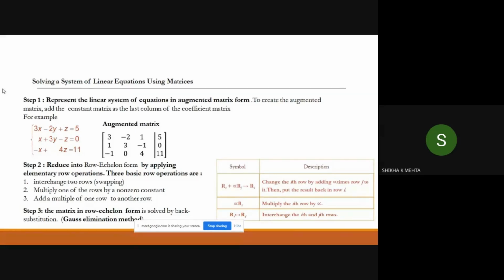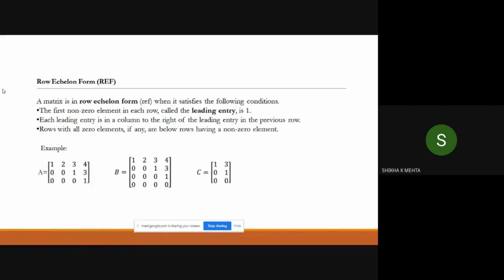Now we have to understand what row echelon form is. We say a matrix is in the row echelon form when it satisfies the following three conditions. The first non-zero element in each row, see the element 1 1, row 1, column 1, should be the leading entry, that is 1. So here in matrices A, B, and C, the first entry is 1 in each. That means cell 1 1, row 1, column 1.